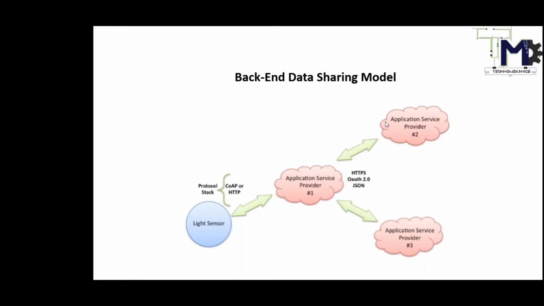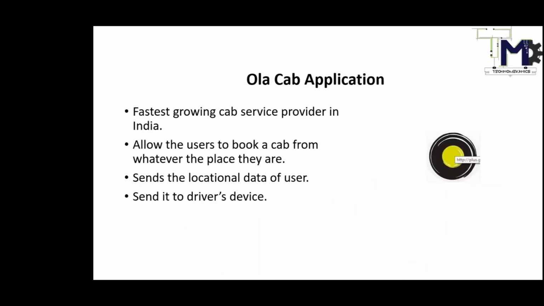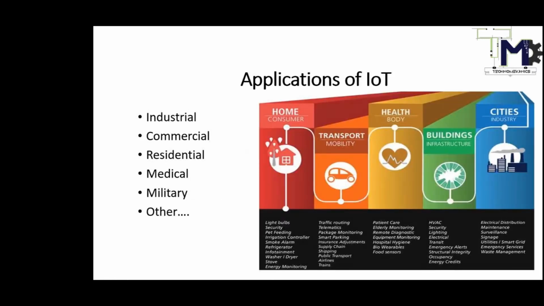So one of the best examples of a data sharing model is the Ola cab application. I think most of you have used it. In Ola, you open the app, select that you want to go from this point to this point, and click on book. When you click the book button, your data is sent to a cloud, and from the cloud it is sent to the nearest node. Nearest node means it looks for the nearest driver who is nearby you and sends him the information. These things happen in the backend, which is why it is known as a backend data sharing model.